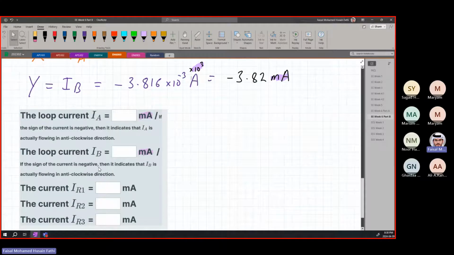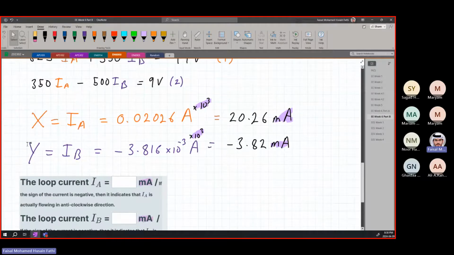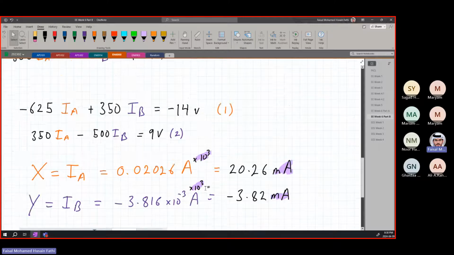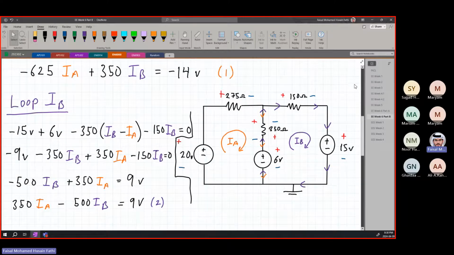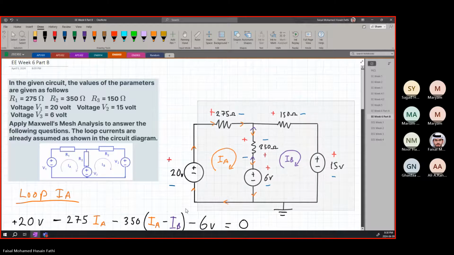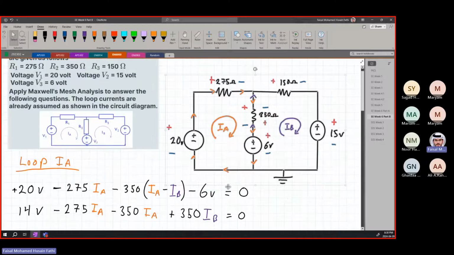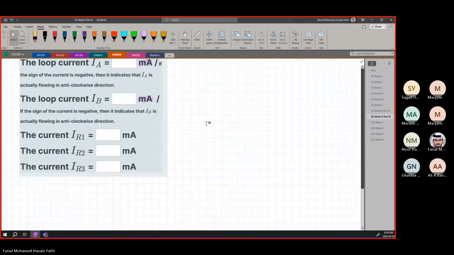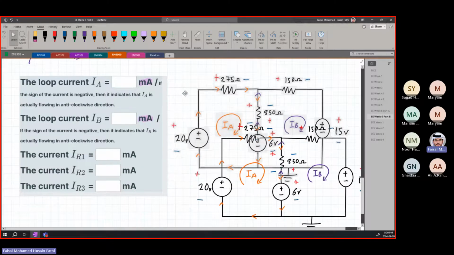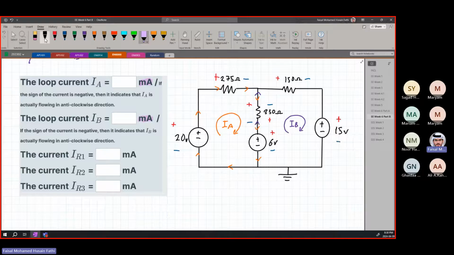If the sign is negative, then it indicates that IB is actually flowing in the anti-clockwise direction. And here we already found IB to be negative. So if I just copy paste this diagram again and we put the correct directions now, this is what it is going to look like. But we know that IA is in the correct direction.